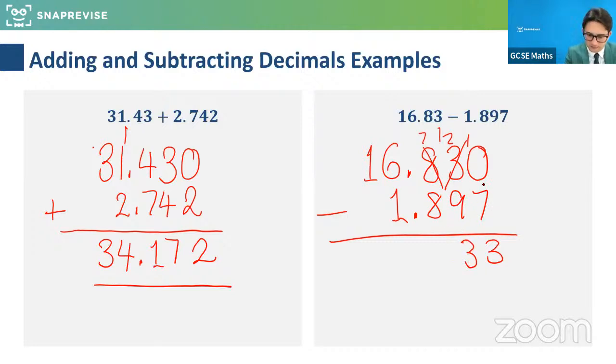7 take away 8. This is getting a bit tedious, isn't it? We can't do. So we're going to borrow 1 from here. Make it 17, and that will be 9. Lovely. 5 take away 1, 4. 1 take away nothing. Well done. Lovely. Okay, cool. So I'm going to keep going.